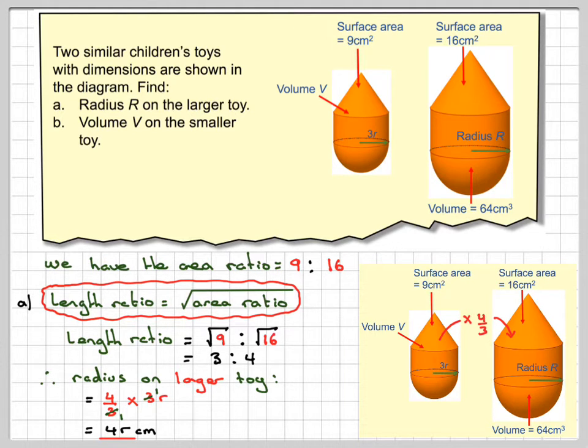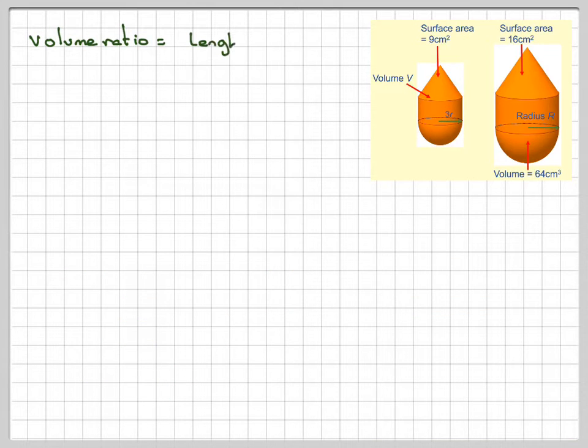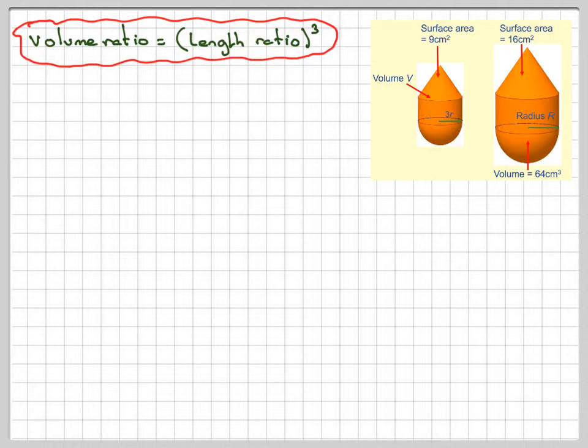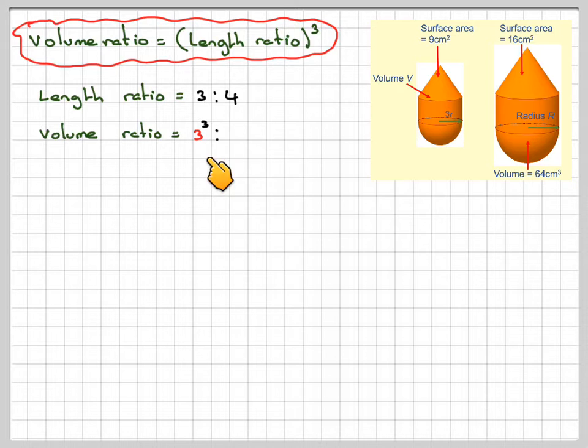Right, the second part, we need to find the volume of the smaller toy. So now that we actually have the length ratio from the first part, the volume ratio will be the length ratio cubed. So the length ratio is 3 to 4. So the volume ratio will be 3 cubed to 4 cubed, which is going to be 27 to 64.